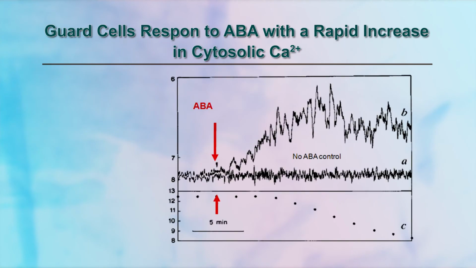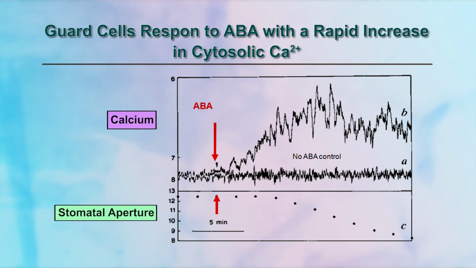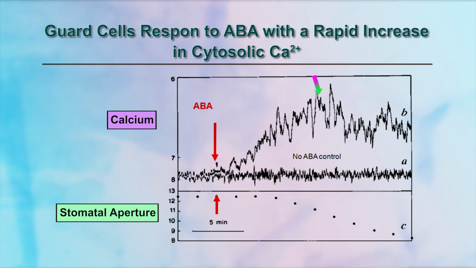Now, when there is ABA, the cell responds by increasing the amount of calcium ions in the guard cell cytoplasm. This increase is exactly parallel with the decrease in the aperture of stomata. Now, in presence of ABA, a special response is observed within the guard cells. That is a rapid increase in the concentration of cytosolic calcium ions.